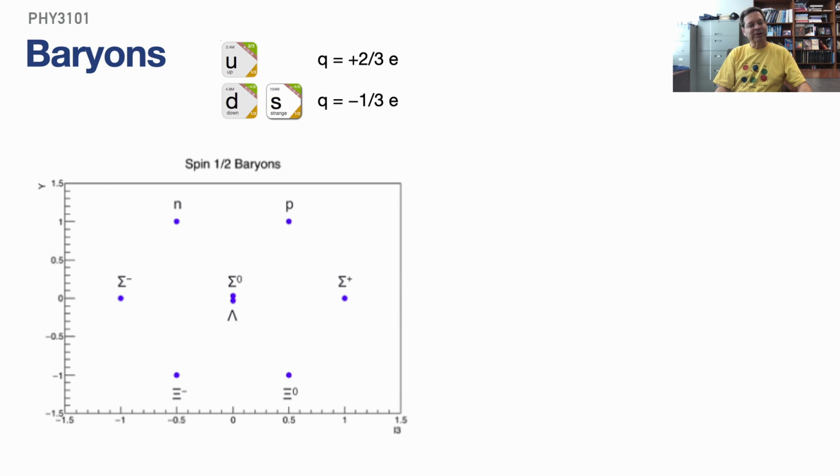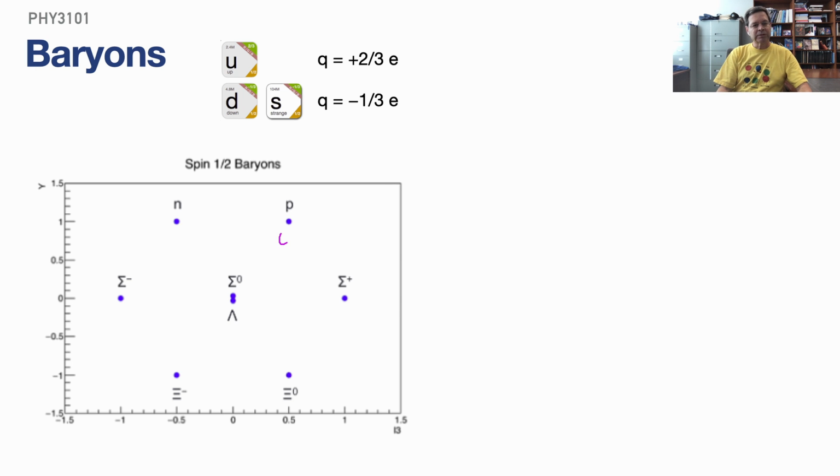Let's start with the particles you're familiar with, right? The neutron and the proton. Now we are told that to make a baryon, we need to combine 3 quarks. So let's see how we can combine them to make a neutron or proton. Let's start with the proton, right? It has a charge of plus 1 unit of E. So I could start with an up quark, right?